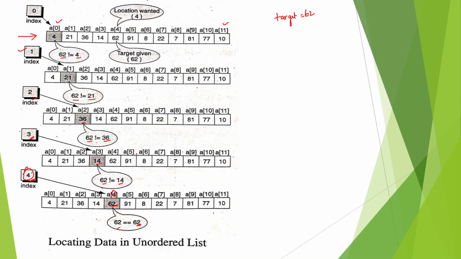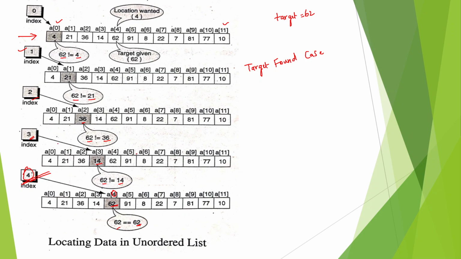This particular case we call the target found case, where the index value of the target will be returned. So in the target found case, the index of the item found will be returned. Where we found the target, at index 4, we are returning this index 4 as an output from the program, from the algorithm.